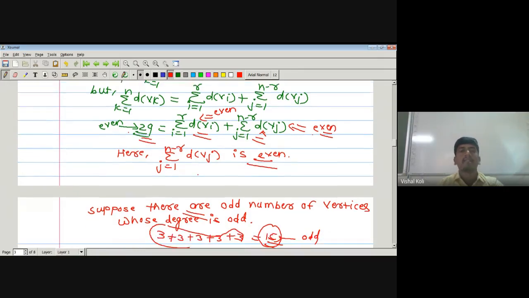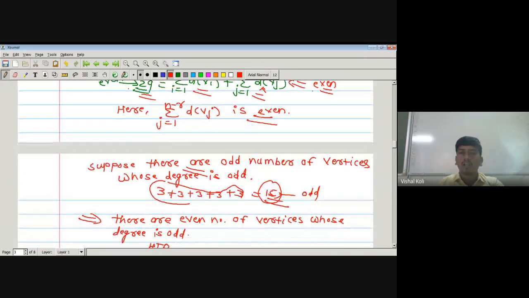For that, if suppose there are an odd number of vertices whose degree is odd, then the sum must be odd, but we have taken this sum as even, because only if this is even do you get this even LHS. That means if you want this to be even, then you have to add an odd number an even number of times, only then will it be even. Okay?